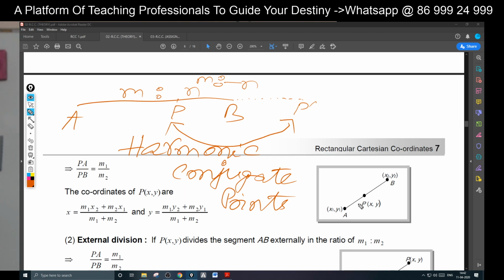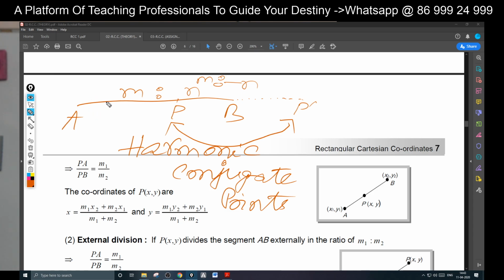If a line segment AB is divided by a point P in the ratio m is to n, then there exists definitely another point P dash on the same line segment AB, in the same ratio but externally. That is why we take it as minus. And one more thing, simply remembering this as positive ratio, negative ratio, that's okay. But why should we take negative here?